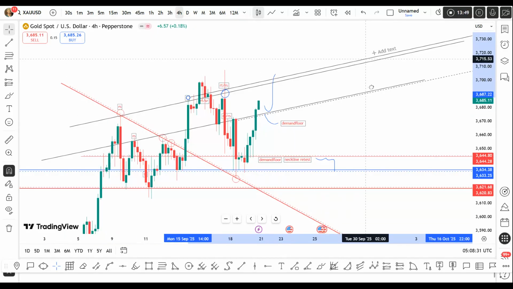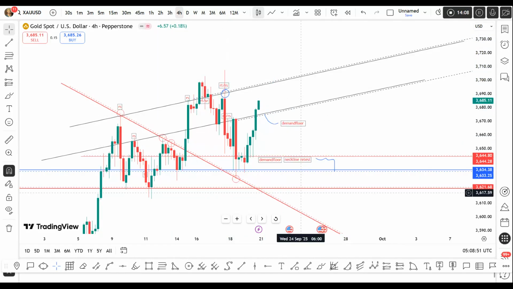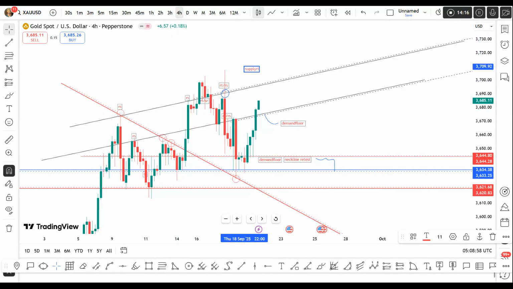So as the market opens, I will look for buy opportunity as the market opens. I don't want to sell gold for now. The reason is that we tried a couple of sales that resulted in loss. So this is a potential opportunity for sell. This is a supply roof.